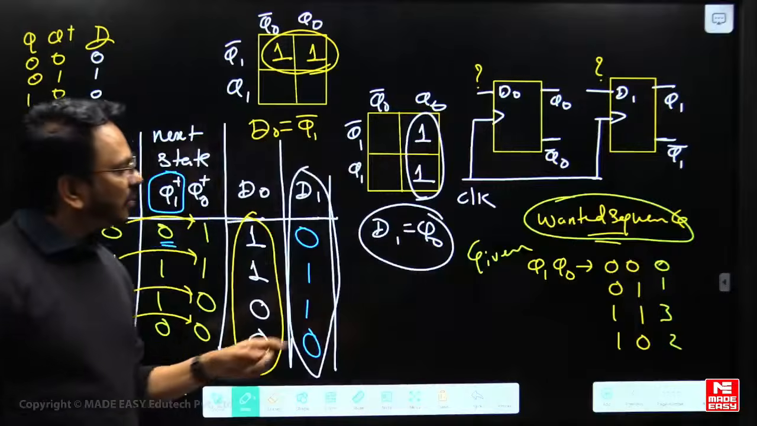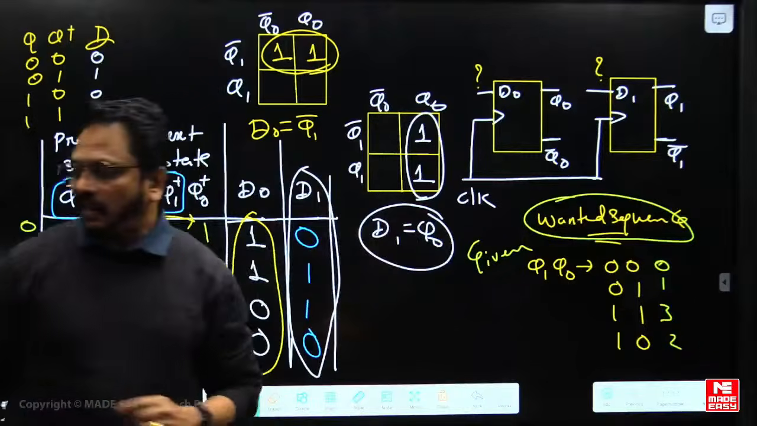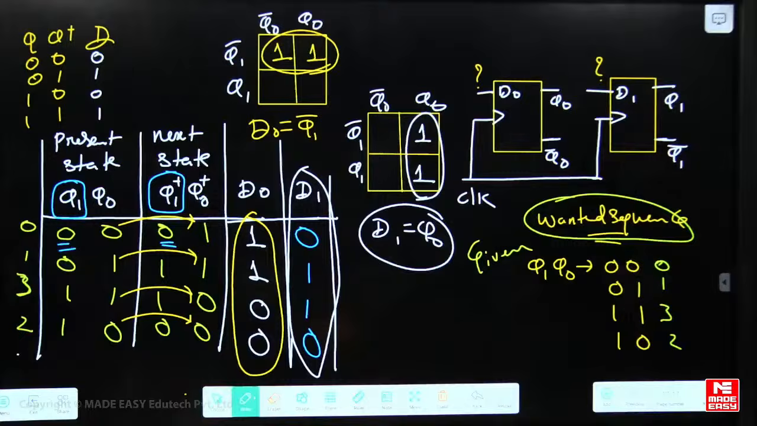Have you got the same, all of you? So those inputs are calculated. Check it, all of you. Give the response to me. Have you got the same? D1 is Q0, D0 is Q1 bar. Have you got it? Yeah, right.